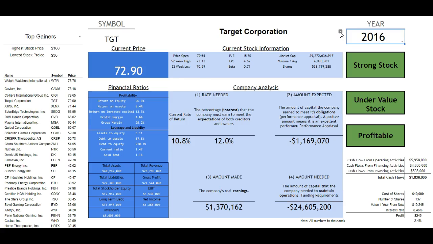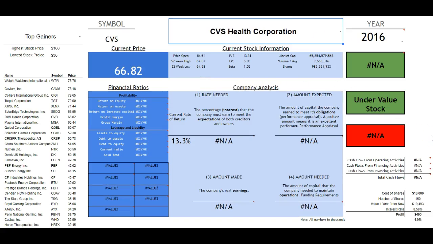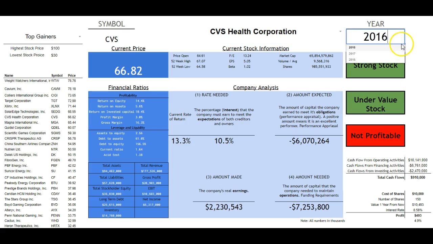Let's go to company number 2, the CVS Corporation. And let's go to 2017. The current stock price per share is $66. Current information here. Okay, this is a good sign here. The rate needed, the current rate, is 13%. The interest, the cost of capital, is almost 11%. It is a good sign here.